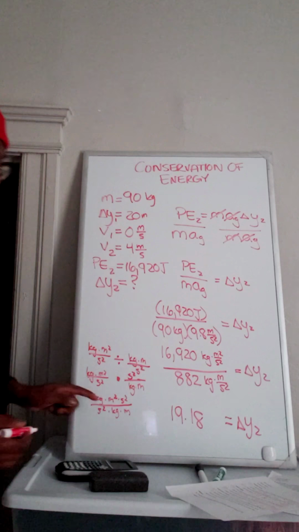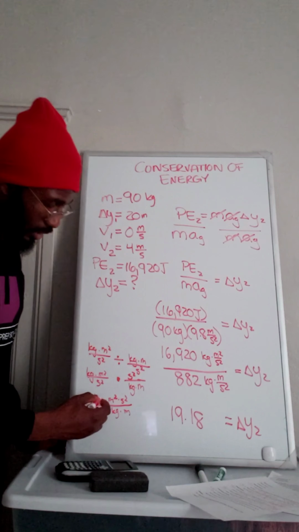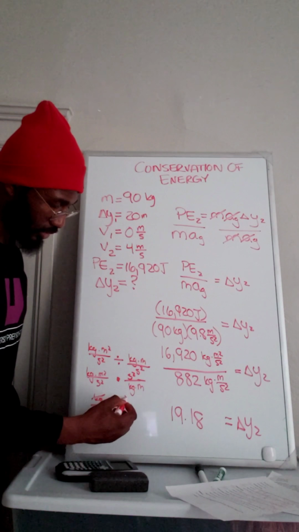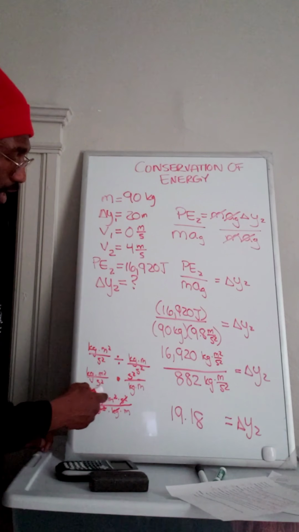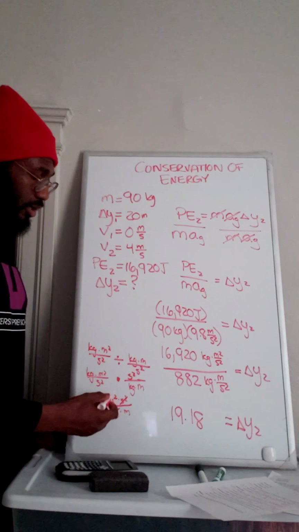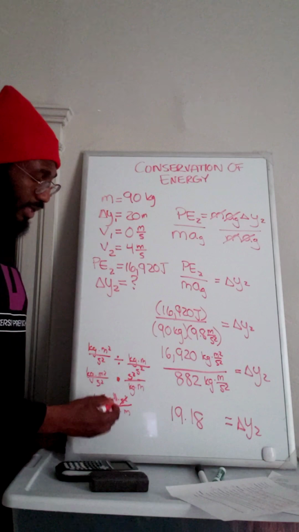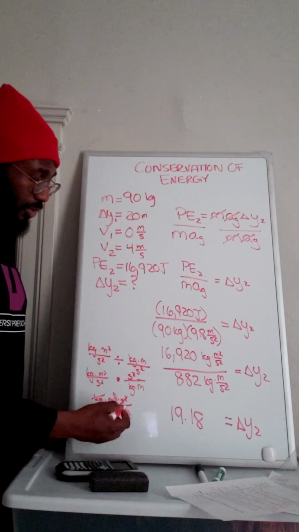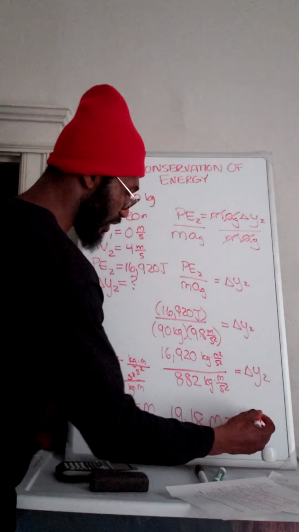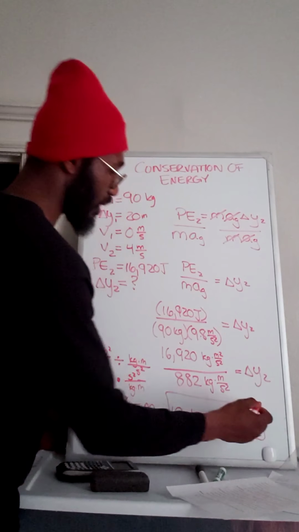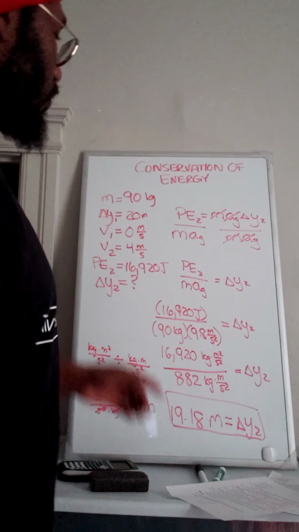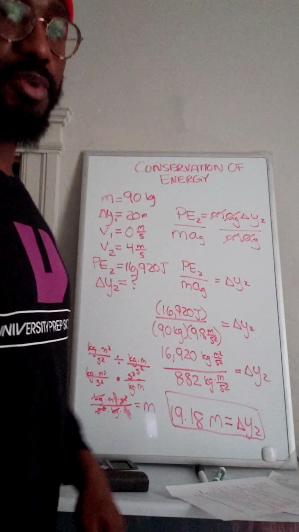Now we can start canceling things out. Kilograms cancels out with kilograms. Second squared cancels out with second squared. Here I've got 2 meters up top and 1 meter down low. So if I've got two of these, I can take away one of the m's with one of the m's on the bottom, and I'm just left with meters. So my final answer is 19.18 meters. That's how high she is when she reaches a speed of 4 meters per second.